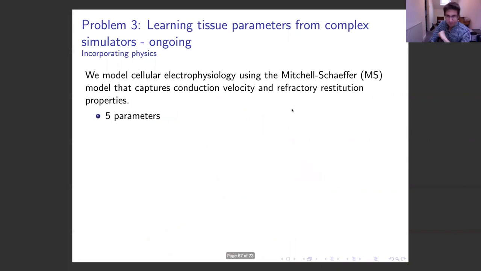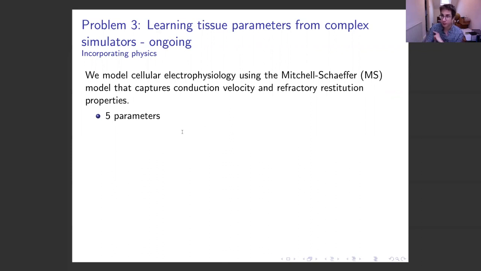So the final step: we've interpolated the activation times over the surface. We've used that to estimate conduction velocities on the surface. We now need to go from conduction velocities to parameters that we're going to fit into our complex simulation model. So we're using something called the Mitchell-Schaefer model, okay, which captures conduction velocity and something I didn't talk about, restitution curves, in five parameters. Okay.